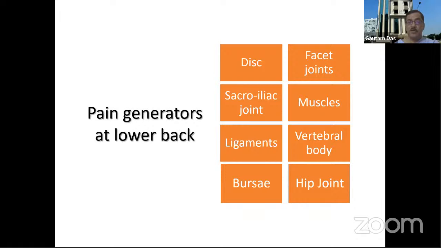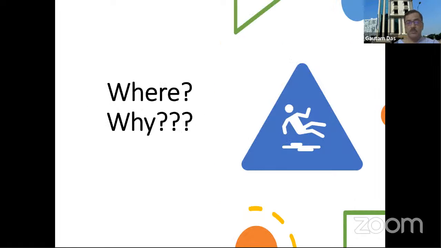That means what are the clinical features of those particular conditions. So two questions must be asked. One, where? Means where is the pain generated? Who is the nociceptive source? And the second part is also very important. That means why that particular structure has been converted into a pain generator.